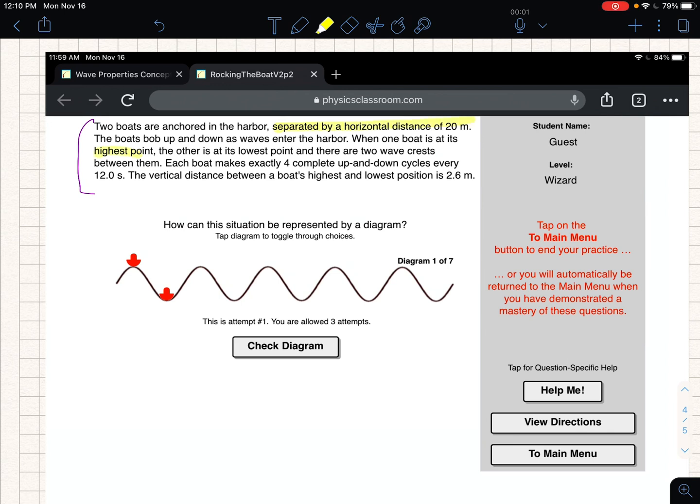When one boat is at its highest point, so that's right here, the other is at its lowest point, and there are 2 wave crests between them. So I'm going to be saying, is it here, is it here, is it here, is it here, or is it here? It's in one of those spots right there. It's got to be at its lowest point.